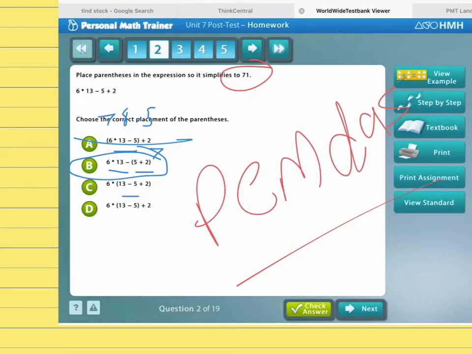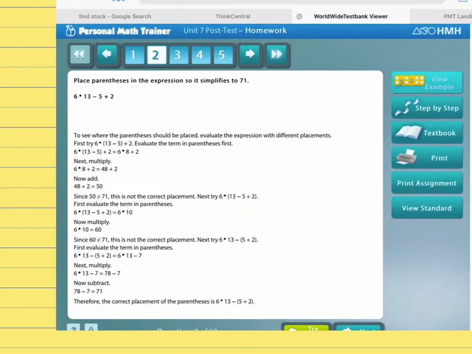Next one, we start here. We go 13 minus 5 is 8, plus 2 is 10. 6 times 10 is 60. That doesn't work. And 13 minus 5 is 8. 8 times 6 is 48, plus 2 is 50. That doesn't work, so the answer is B.